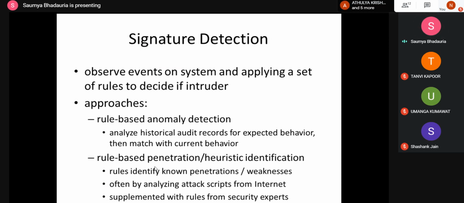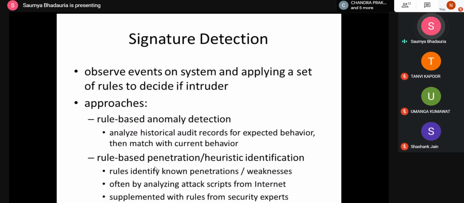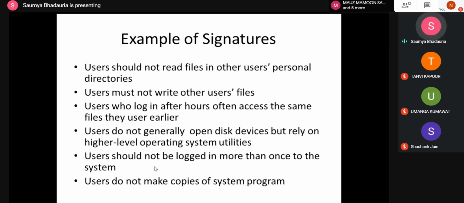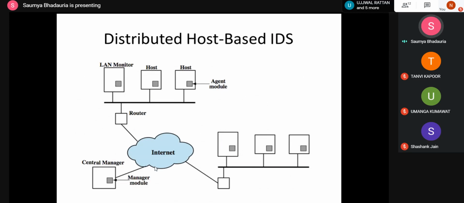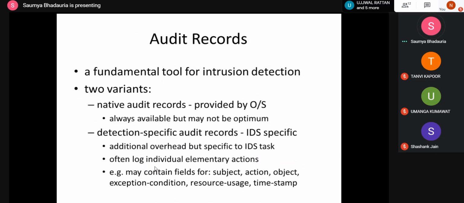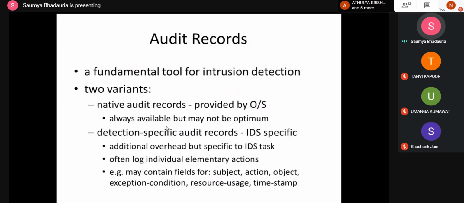Clear? So you can go into the details of these concepts from the book. I'll only explain the important information. Okay, so you can go through the audit records, which can be of two types: native audit records and detection specific. It's all theory, so you'll have to go through the entire theory in the reference document. Okay, let me explain one example of a network-based IDS.